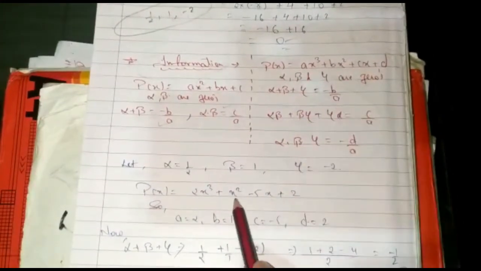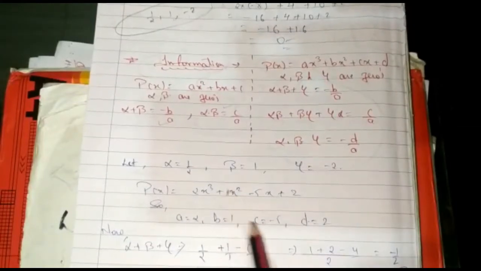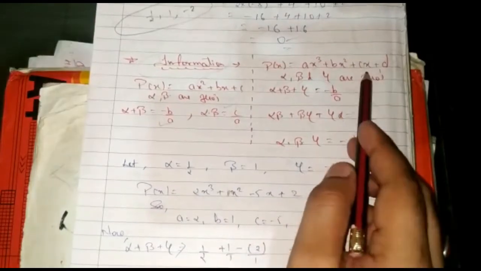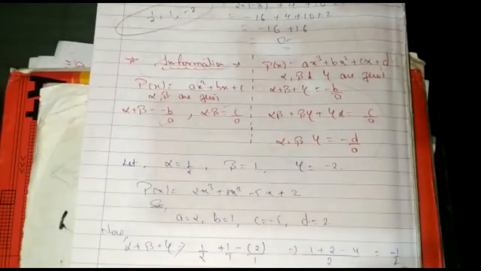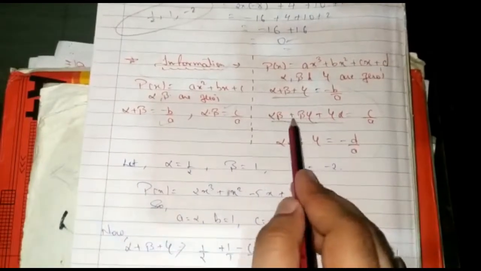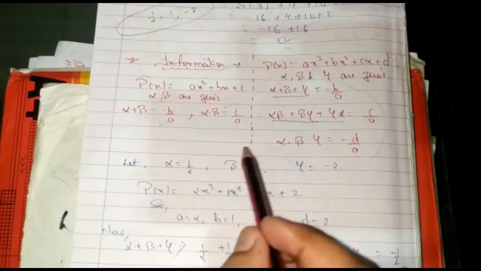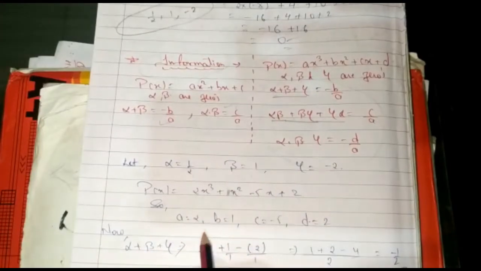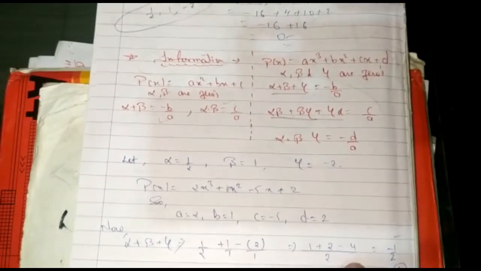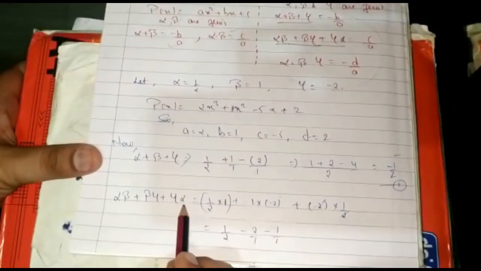Similarly, x square coefficient is b, and x square coefficient is 1. When nothing is there, that means 1 is there. So b is equal to 1, c is equal to minus 5 and d is equal to 2. Now we have to check what is alpha plus beta plus gamma, what is the sum of alpha beta, beta gamma, gamma alpha, and what is alpha beta gamma. So alpha plus beta plus gamma will be equal to 1 by 2 plus 1 minus 2. When we take LCM and solve it, it will be minus 1 by 2.